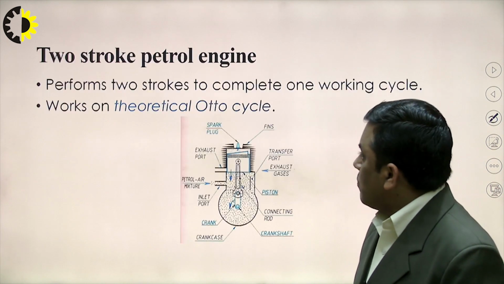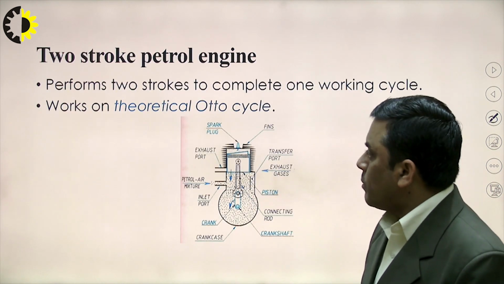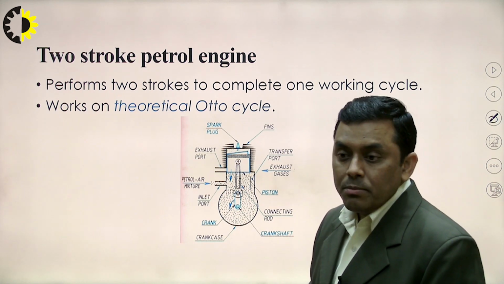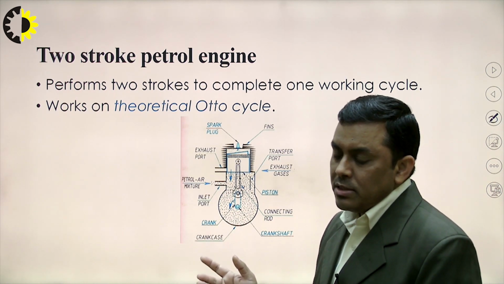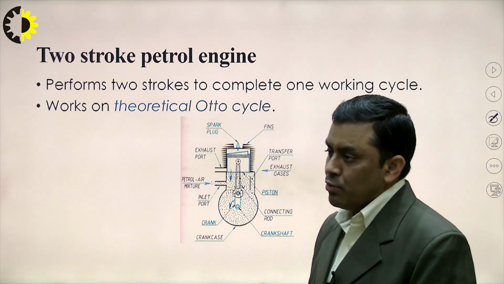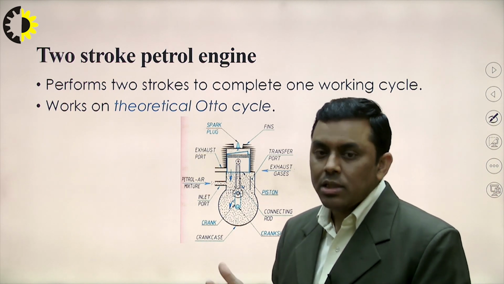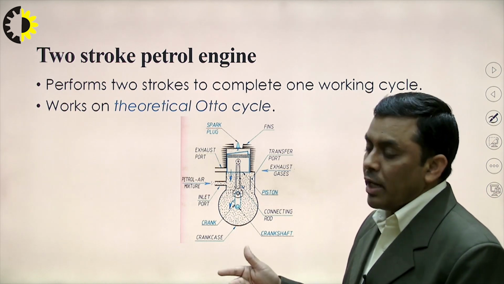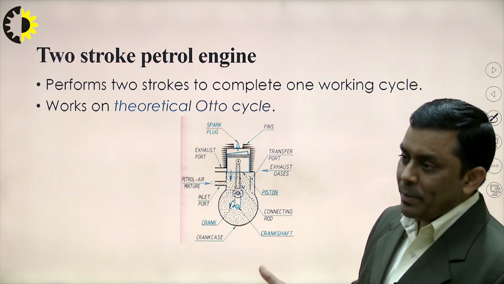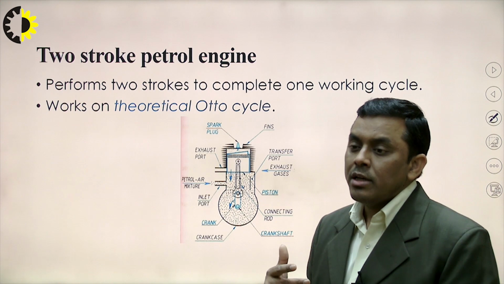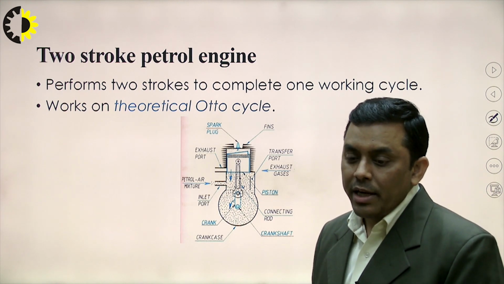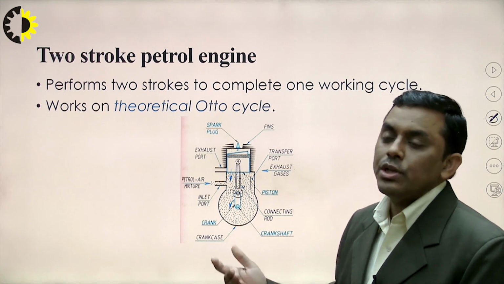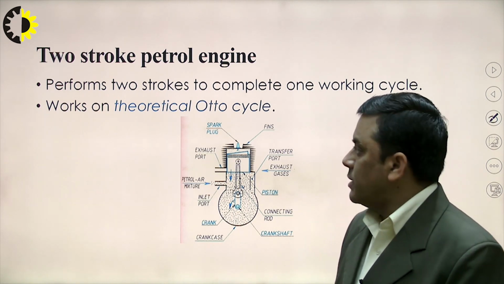So first of all, the 2-stroke petrol engine. What does it mean? It means the piston will move stroke length twice. This is the meaning of 2-stroke and the petrol engine. So obviously it will be working on Otto cycle and the ignition of fuel will occur through a spark plug. So spark ignition will be there.